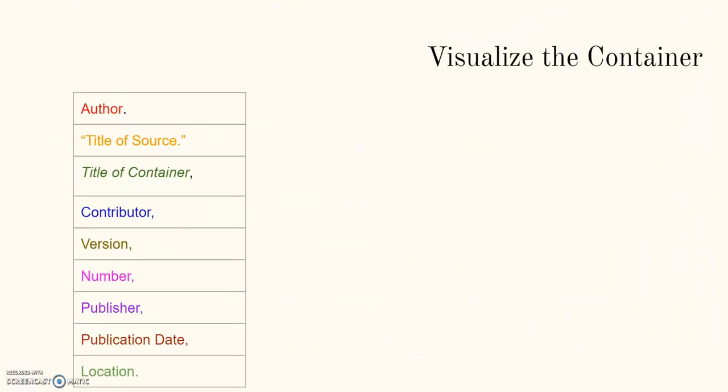This is just to help you visualize what these containers look like and what's inside of them. So just think of it as a table where you have your author, your title of the source, title of container. Contributor is one that I added in here because sometimes you have an editor, and I wanted to make sure that that was something that we talked about. Version, number, publisher, publication date, and location.